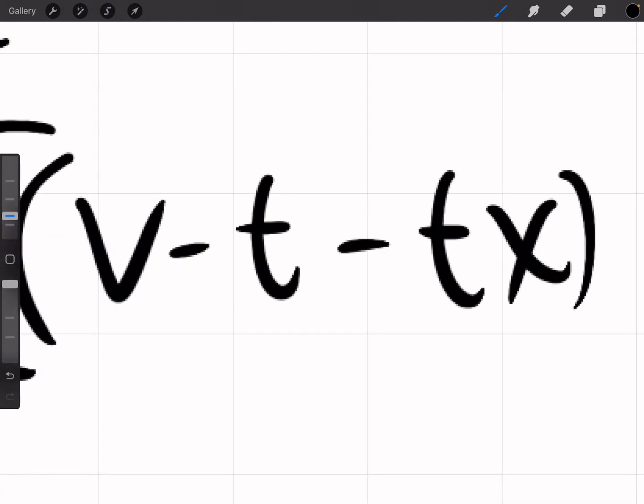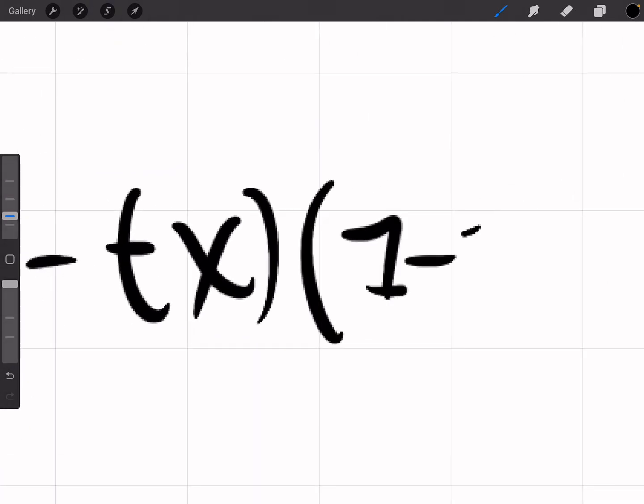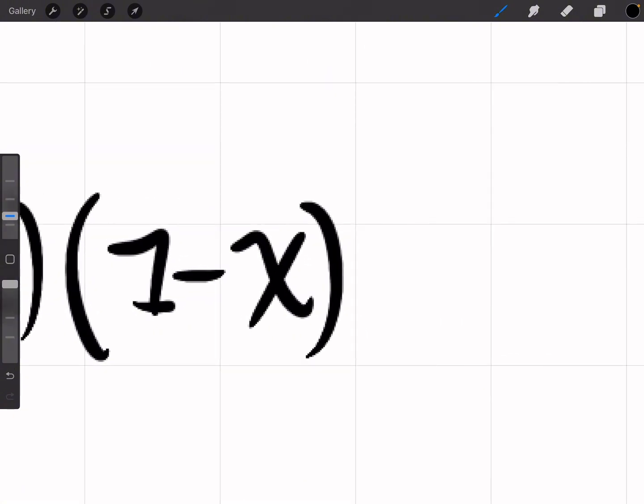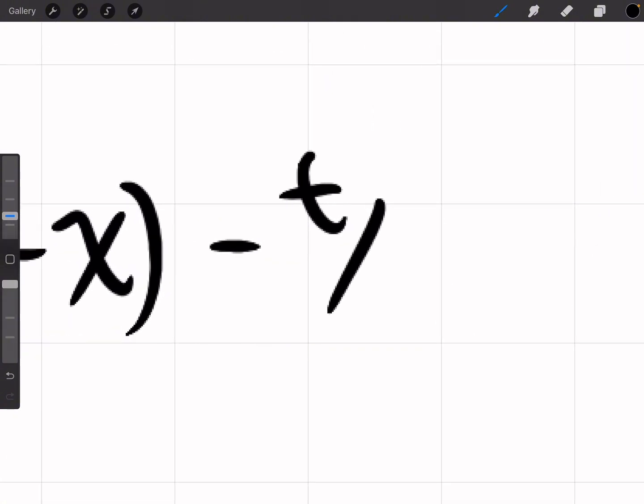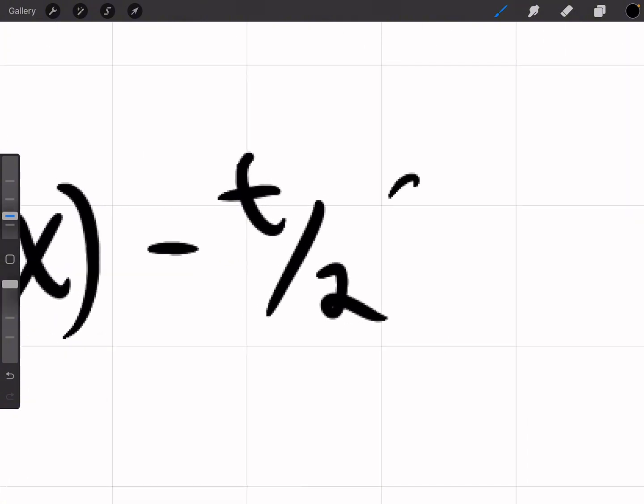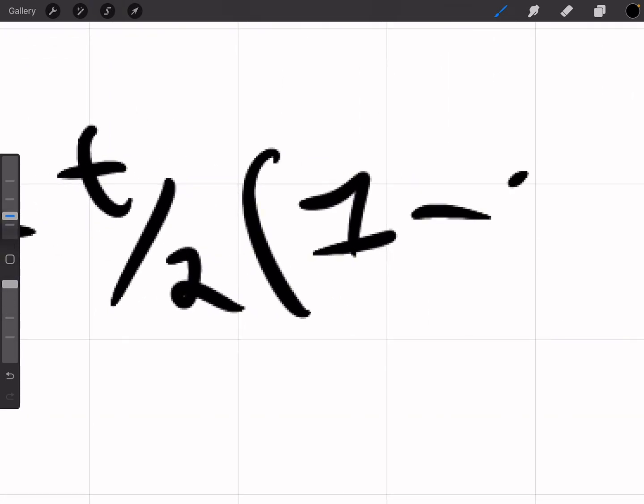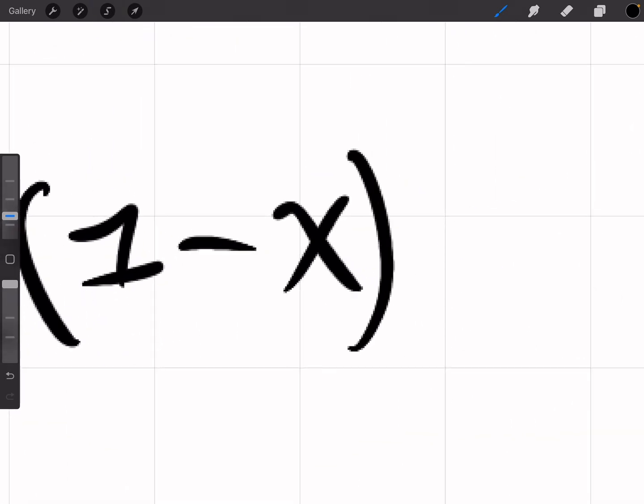Beautiful, beautiful, stunning. This is what you should be telling yourself while solving integrals. You should be like, I'm doing just beautiful stuff. I'm doing stuff that would make Oprah cry.